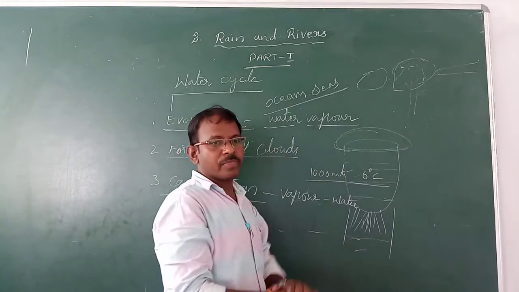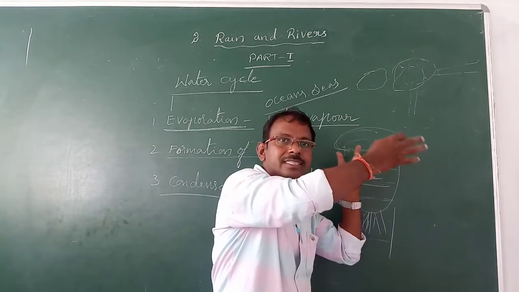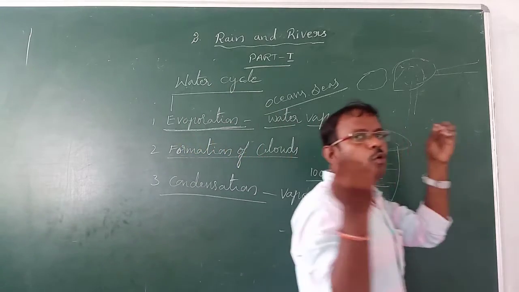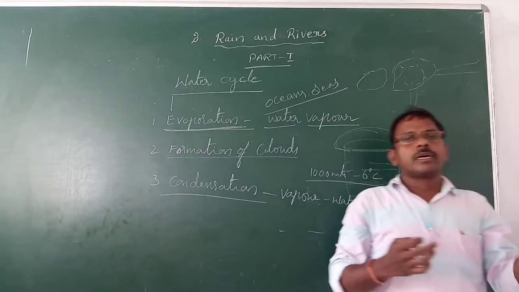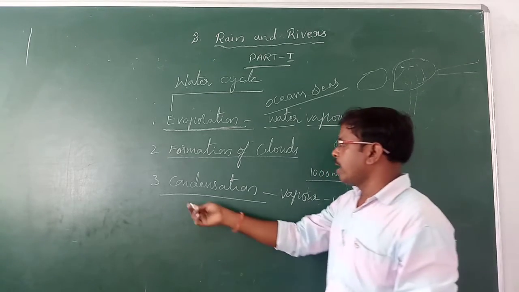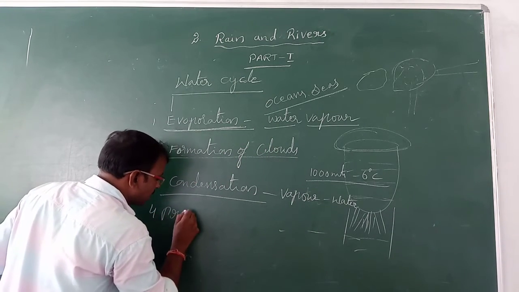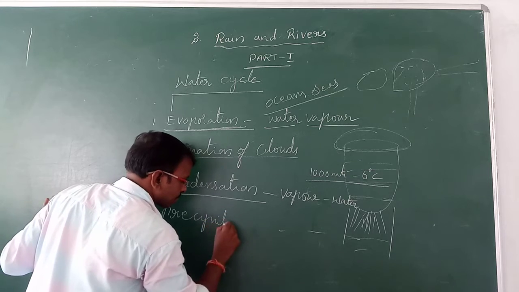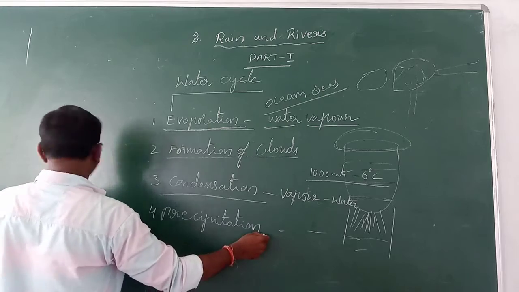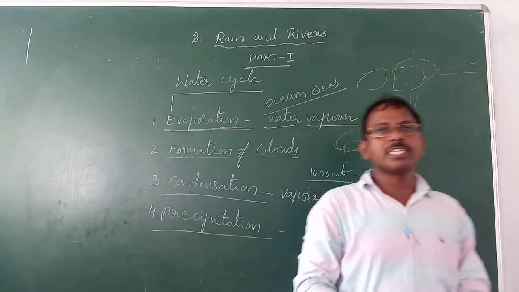Because of winds, the clouds which are formed on the oceans and seas travel up to land. When they travel up to land, because of cool breezes and cool air, the clouds change into water droplets. So that is called condensation. After condensation, next what will happen? Precipitation. After condensation, precipitation takes place. What is precipitation?